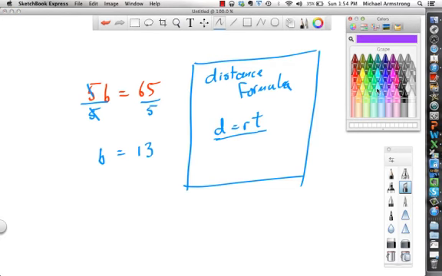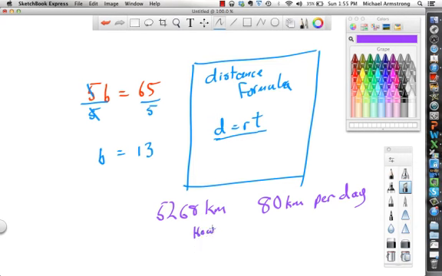They give you a problem. It says Martin Strel set a world record by swimming 5,268 kilometers down the Amazon River at a rate of about 80 kilometers per, and that per is important, per day. 80 per day. So about how many days did it take him? So we're trying to figure out how many days did it take?